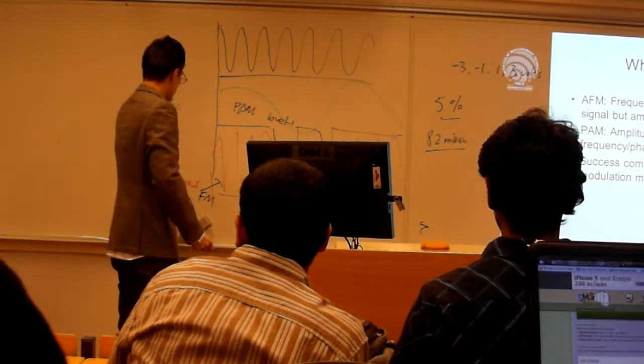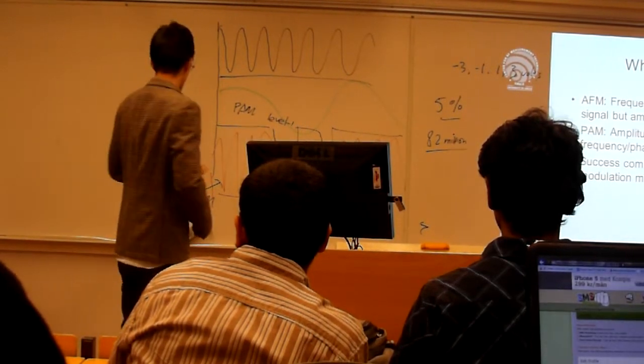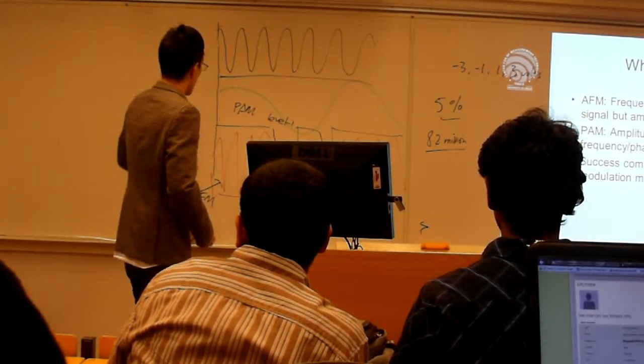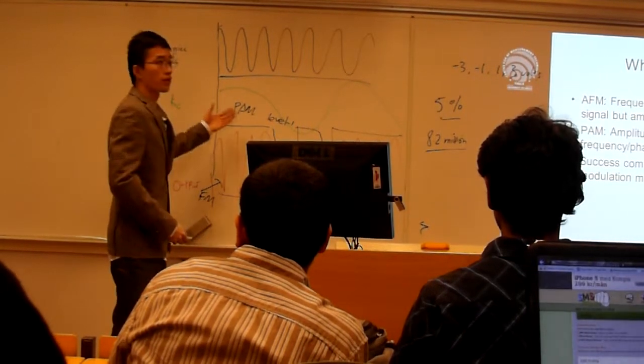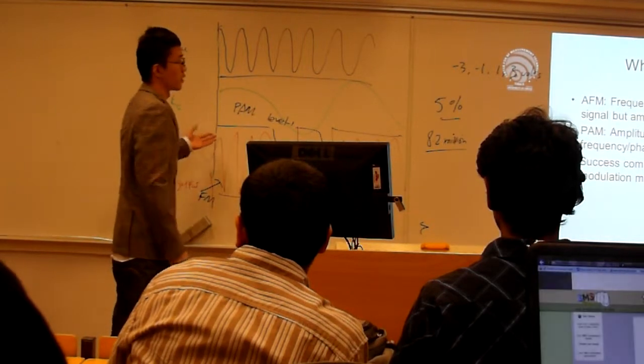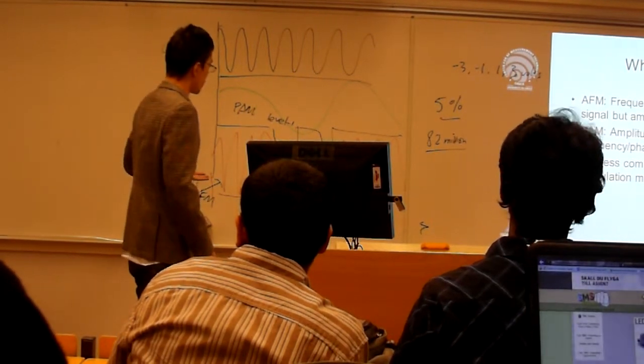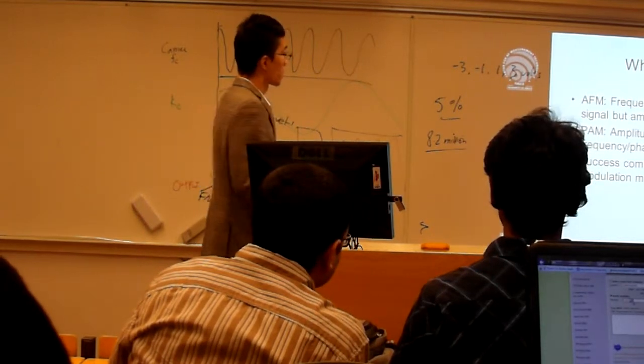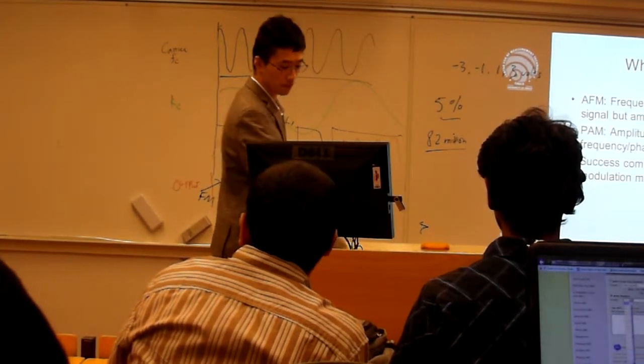For the analog part, the frequency varies, but the amplitude is constant. And for the digital part, the amplitude varies, but the frequency doesn't change. Then we successfully combine those 2 different modulation methods together.